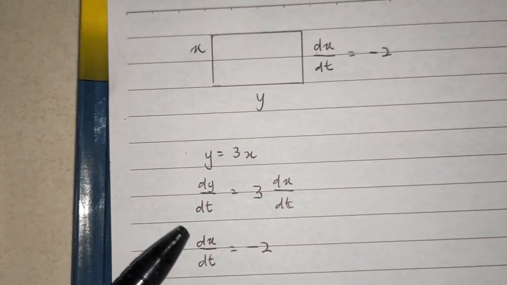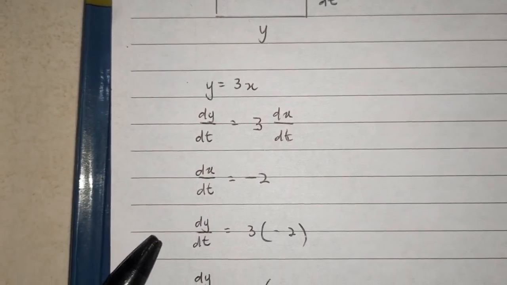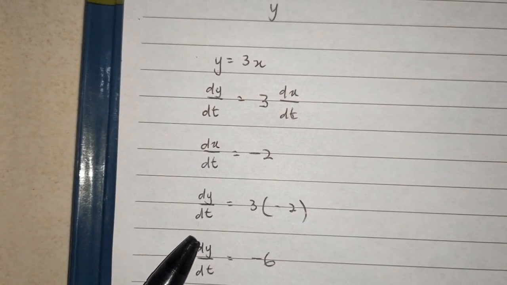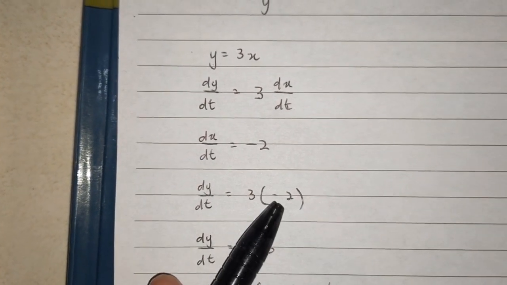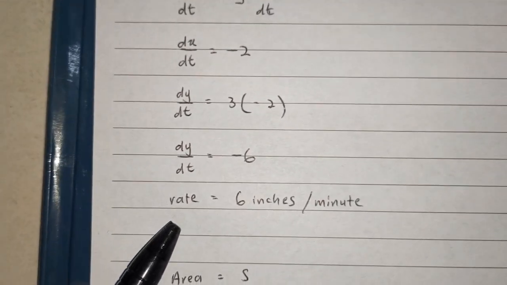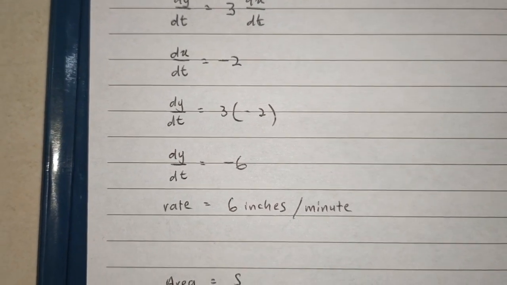So dy over dt, we get 3 dx over dt, while dx over dt equals negative 2. Dy over dt we can assume is 3 times negative 2. So dy over dt is negative 6. So the longest side is decreasing at a rate of 6 inches per minute.